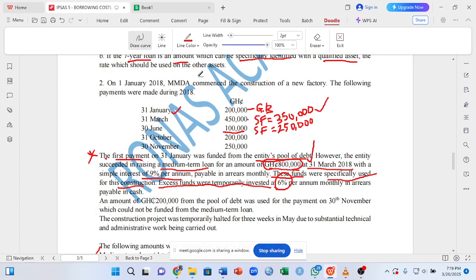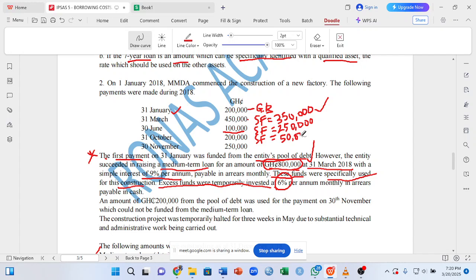Then proceed to the next one. When we came to 31st October, we used 200,000. So what's the surplus fund in this case? We have 250, so it will be left with 50,000.